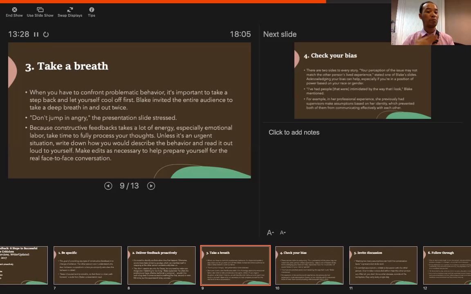First, calm yourself down, and then you can help the audience to take a deep breath with you too. Don't jump in angry and start fighting. Constructive feedback takes a lot of energy, especially emotional labor. Take time to fully process your thoughts, unless it's an urgent situation. Write down how you describe the behavior and read it out loud to yourself.